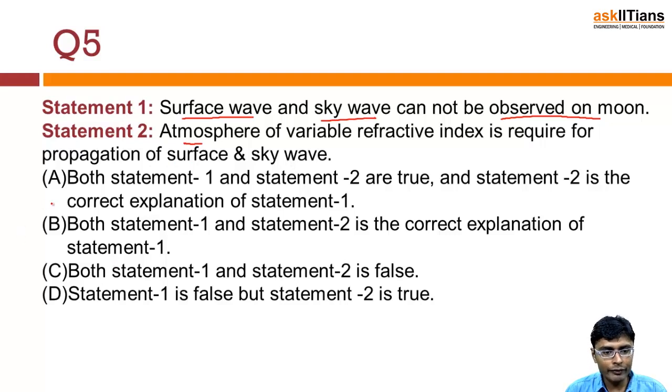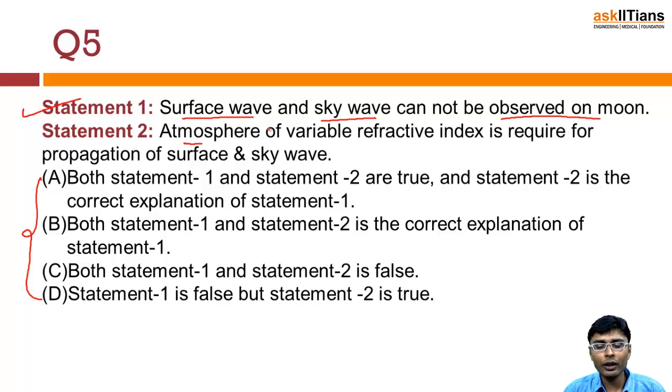So we have to see whether both the statements are correct, or any one of them is correct, or any one of them is wrong. These are the four options given to us, A, B, C, D. Let us see the first option. Statement 1 says surface and sky waves cannot be observed on the moon.